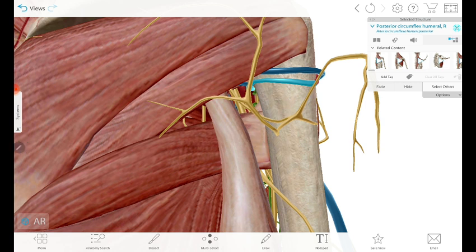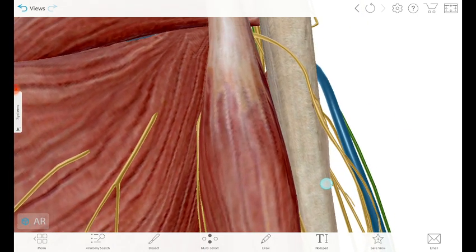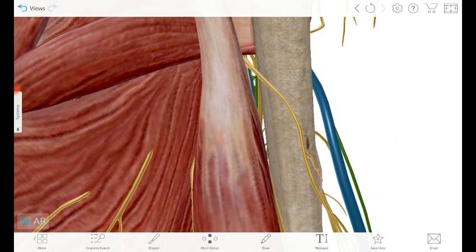Now we will see the contents of the lower triangular space. Now if I ask you, where does the profunda brachii artery lie? You will say that the profunda brachii artery twists around the spiral groove present on the posterior surface of the humerus.